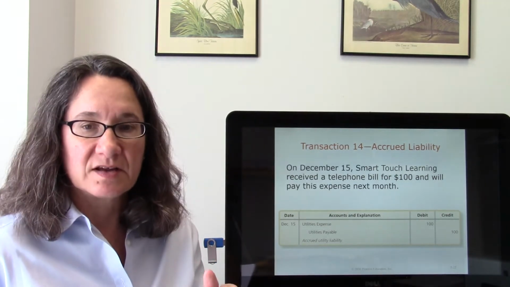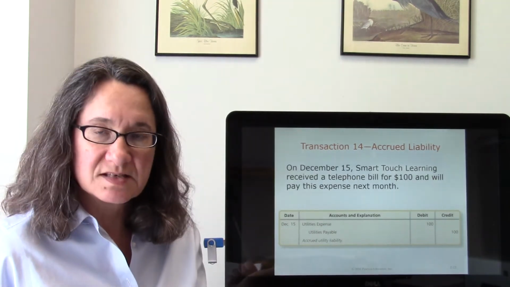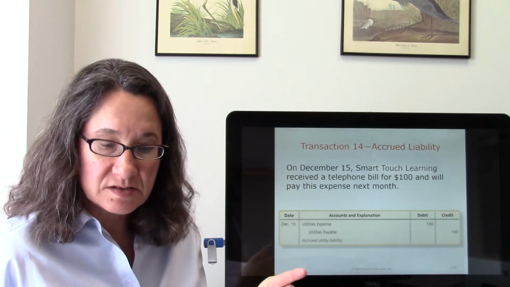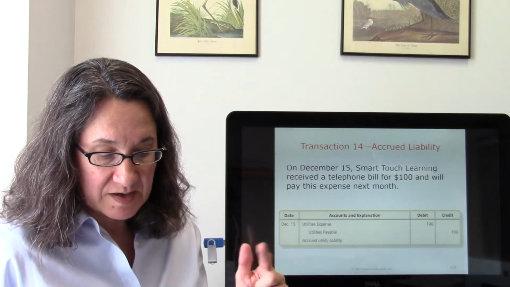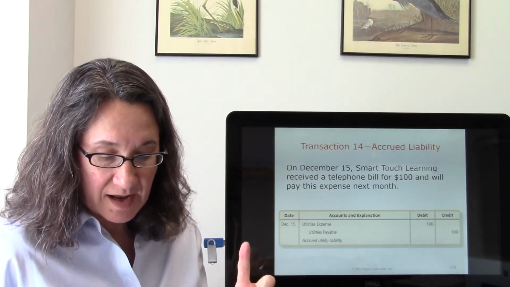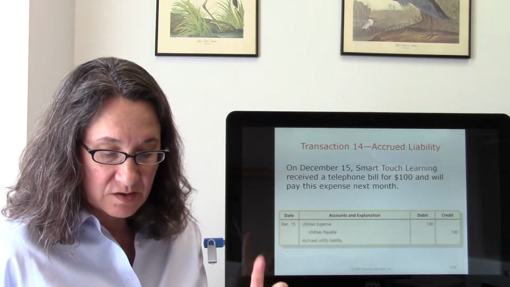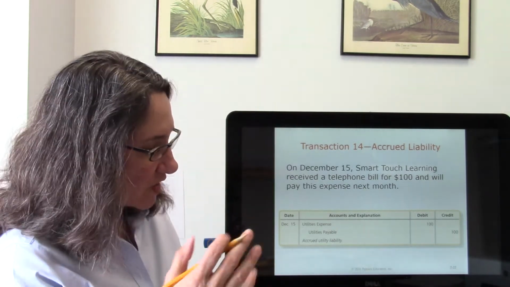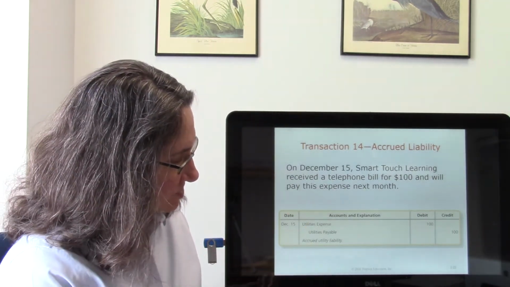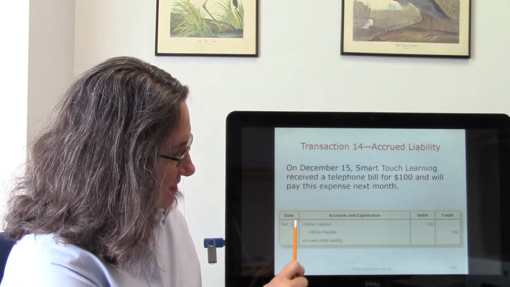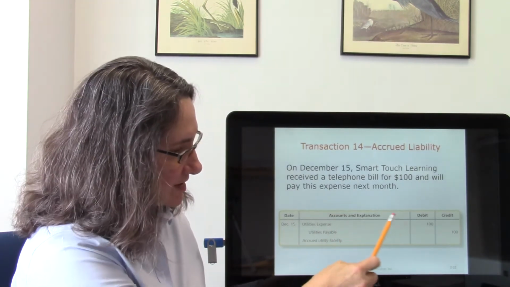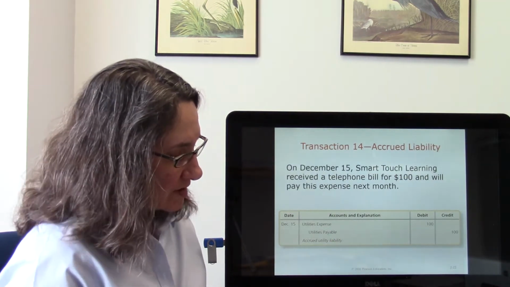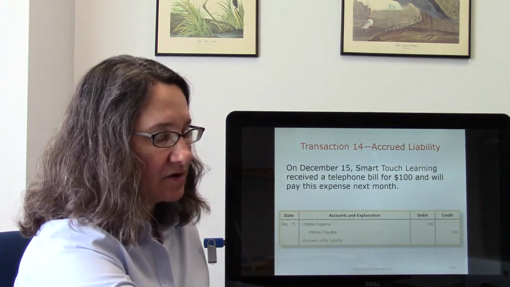So now we've done our analysis, right? We have an expense, which decreases owner's equity, so that means it's got to be a debit. And we have a liability, which is increased. You increase liabilities with credits. So we've analyzed it. What do we do? We journalize it. So we put in our journal the date, utilities expense, a debit, 100. Utilities payable, a credit, 100. So now we've put that in our journal.